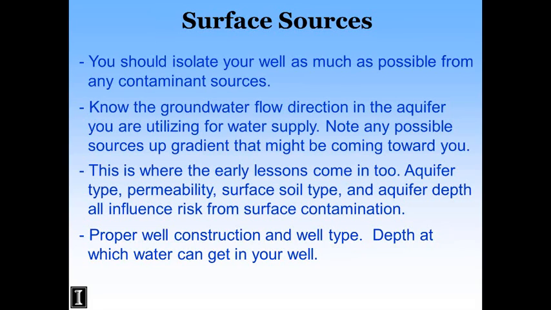And again, this is where these early lessons come in, where we talk about aquifer type and permeability, depth to aquifer. They all influence how much surface contamination risk you really have. So for instance, if you're in an area with sandy soil and you have a shallow well where infiltration's high, then you're more likely to have an issue if there's some kind of spill or surface contamination or that sort of thing.